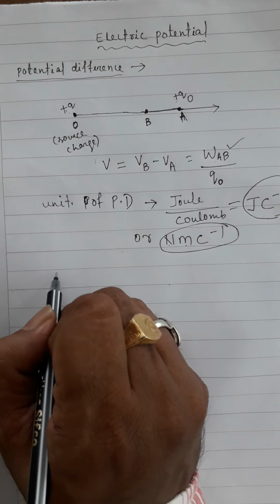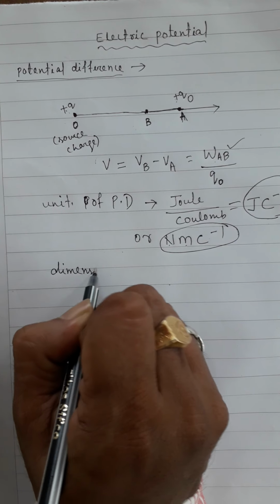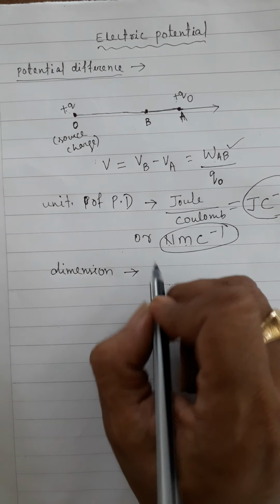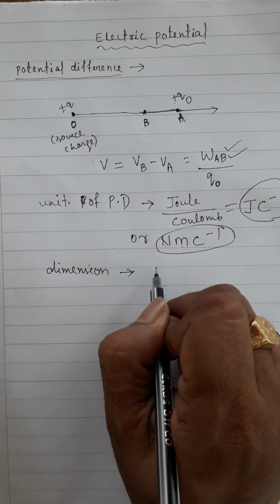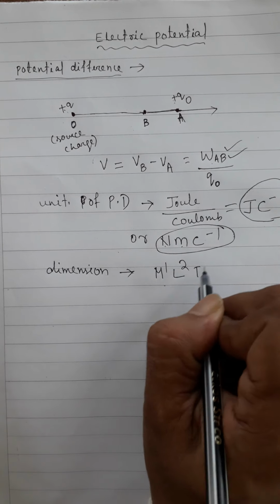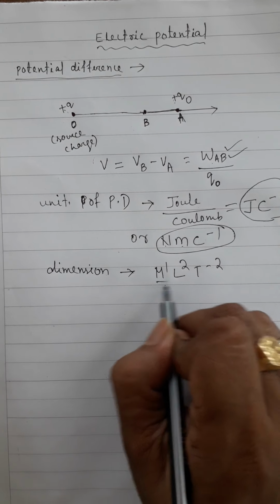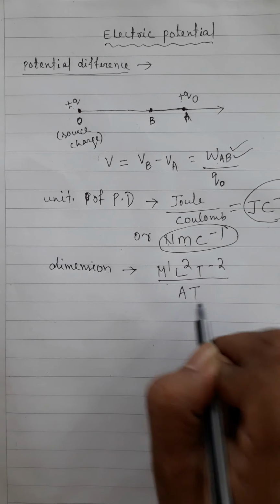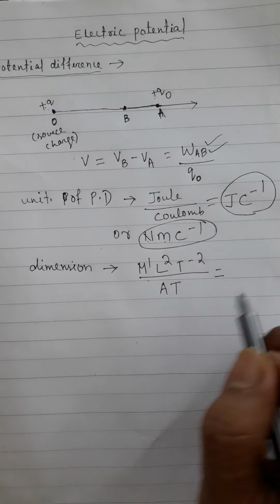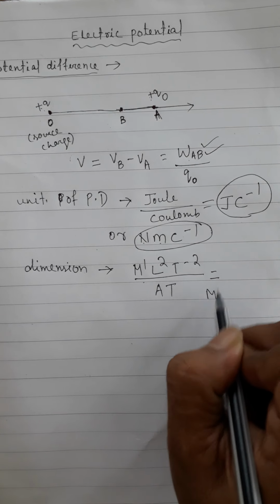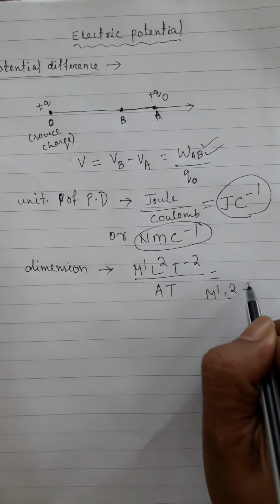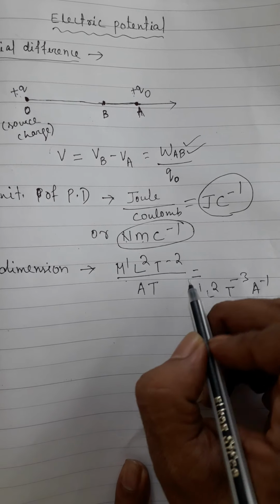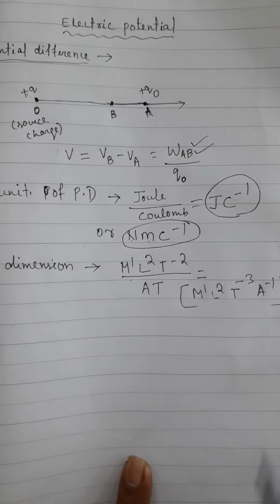And what about the dimension? The dimension of electric potential is, work done divided by charge. The dimension of work done is M1 L2 T minus 2, force into distance, and the dimension of charge is current into time. So it will be M1 L2 T minus 3 A inverse. This is the dimension of the electric potential.